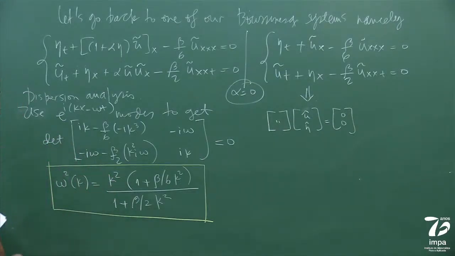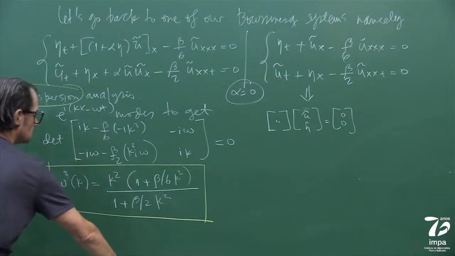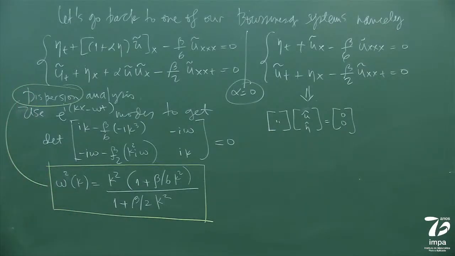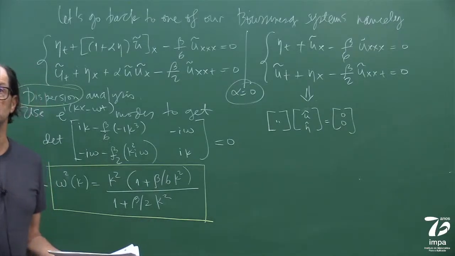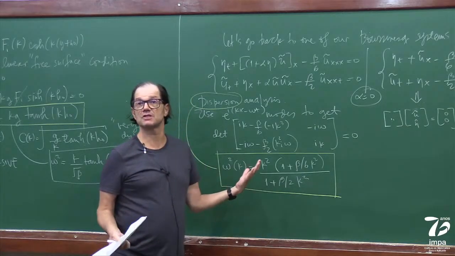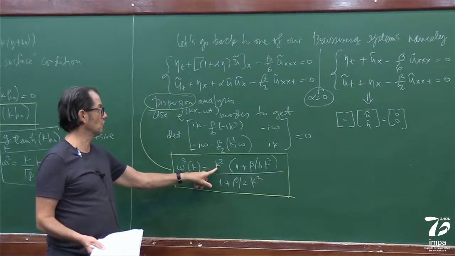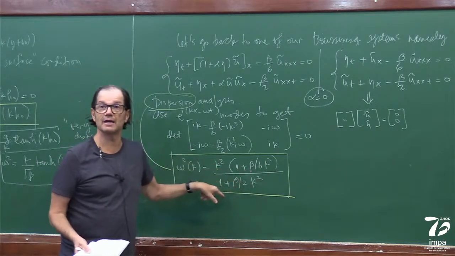Okay, so we get the dispersion relation. And this dispersion relation is in the form of what we call a Padé approximation. Do you know what a Padé approximation is? It's basically a rational approximation of something. So that is a polynomial divided by another polynomial. Here the polynomial is a polynomial in k.